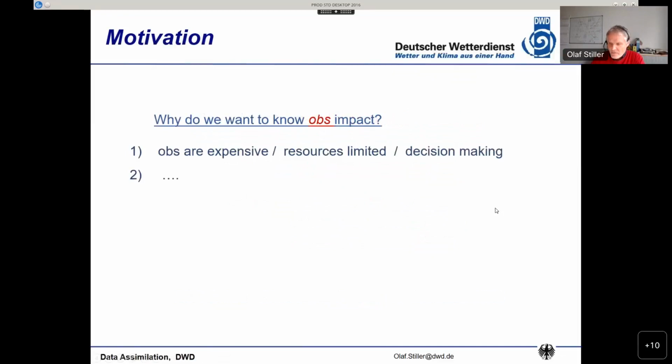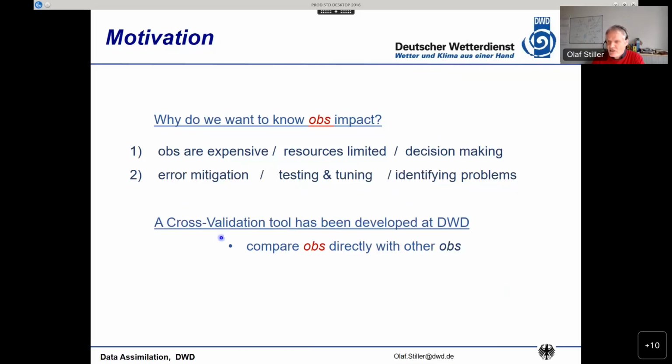One moment. From what I can see, there are mainly two reasons why we are interested in observation impact. One is that we have to make decisions which observations we want to simulate, and the other is that we have to put a lot of work into the observations which we do assimilate, which often means that we need to identify problems. For this, I have developed a cross-validation tool which allows us to compare observations under some conditions directly with other observations.